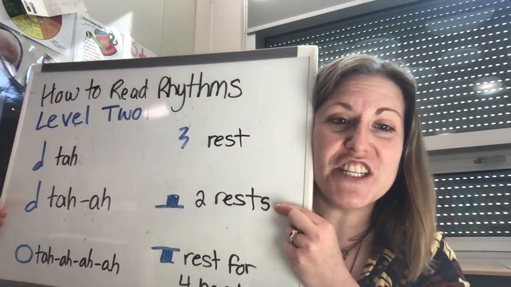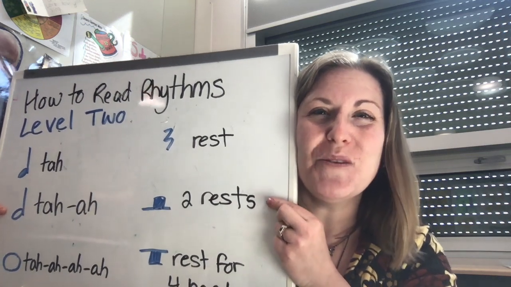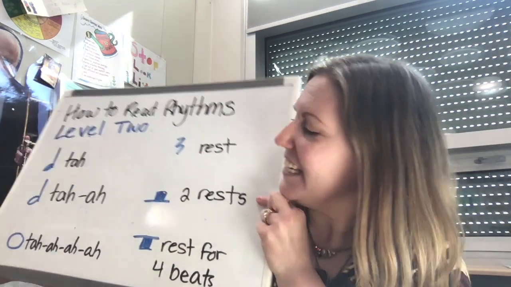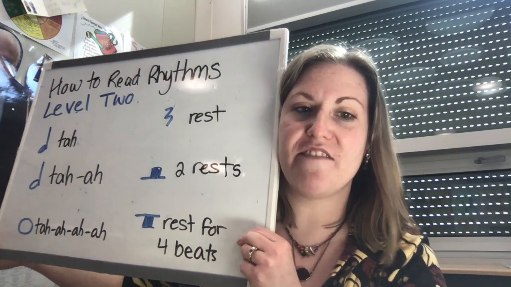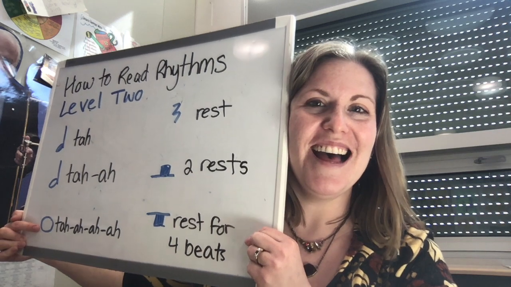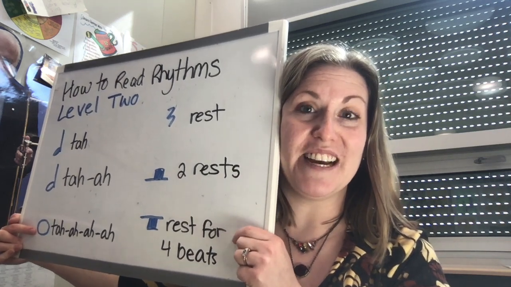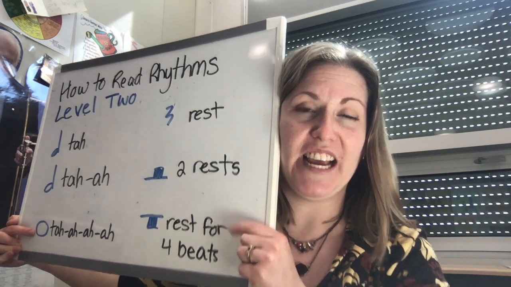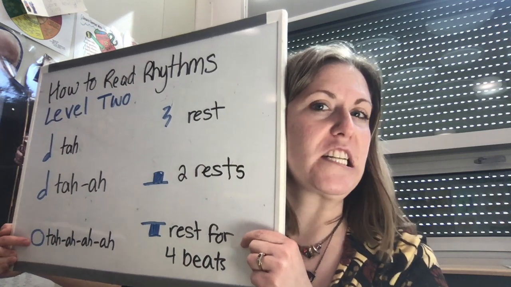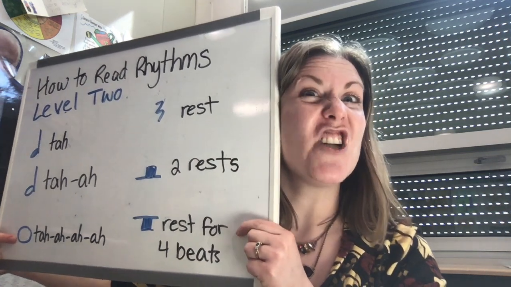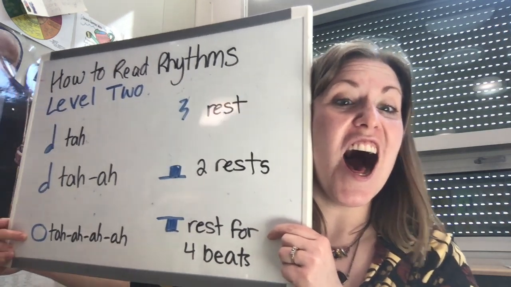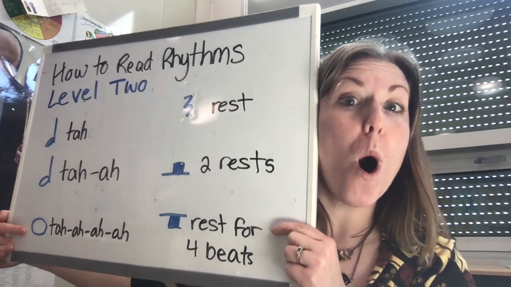So let's try a couple of these two. Ta, ti, ta. And lastly, these shapes represent four beats of sound, ta, and four beats of silence. And so in my head, I like to say, rest, four, four beats. But of course, we don't actually say it out loud. It would look like this. Ta, ta.